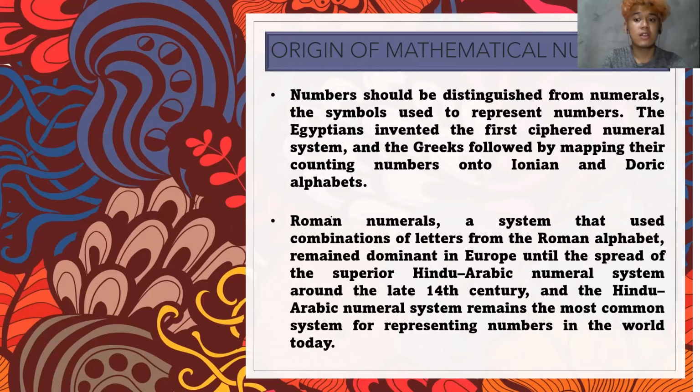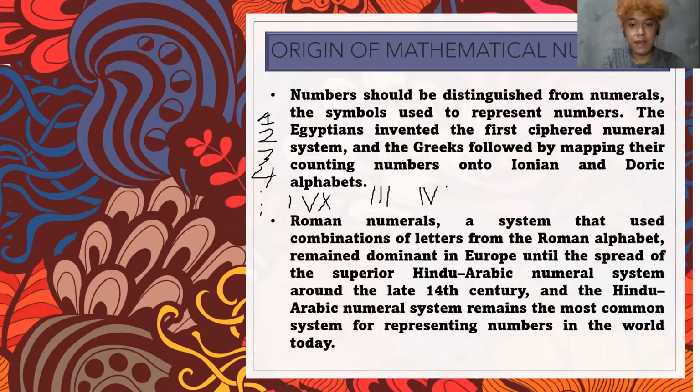The Hindu-Arabic numeral system is the digits 1, 2, 3, 4, and so on and so forth. But the Roman numerals are letters. We use, for example, the letter I, the letter V, and the letter X. For number 1, we use I. For number 2, we use II. For number 3, we use III. And for number 4, we use I and V.